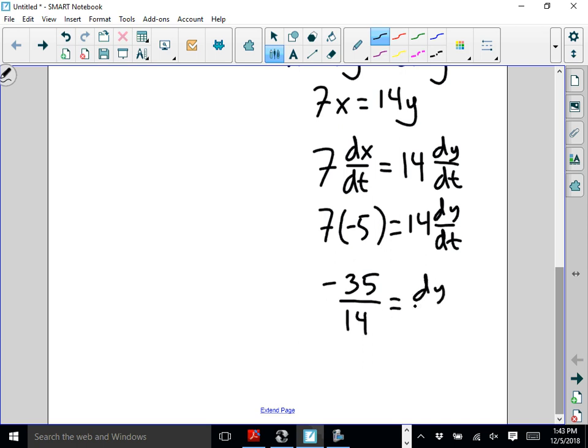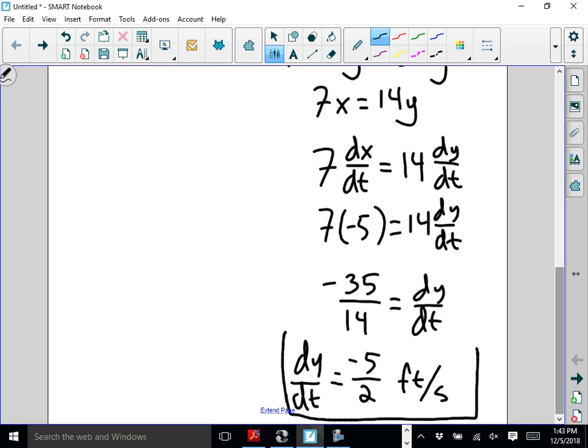Both of those things divide by 7. -35 divided by 7 is -5. 14 divided by 7 is 2. So I get dy dt, the rate of change of the shadow, is -5/2. We were measuring length in this problem in terms of feet and time in terms of seconds. So there we have it, problem 4. Let's take a look at problem 5.